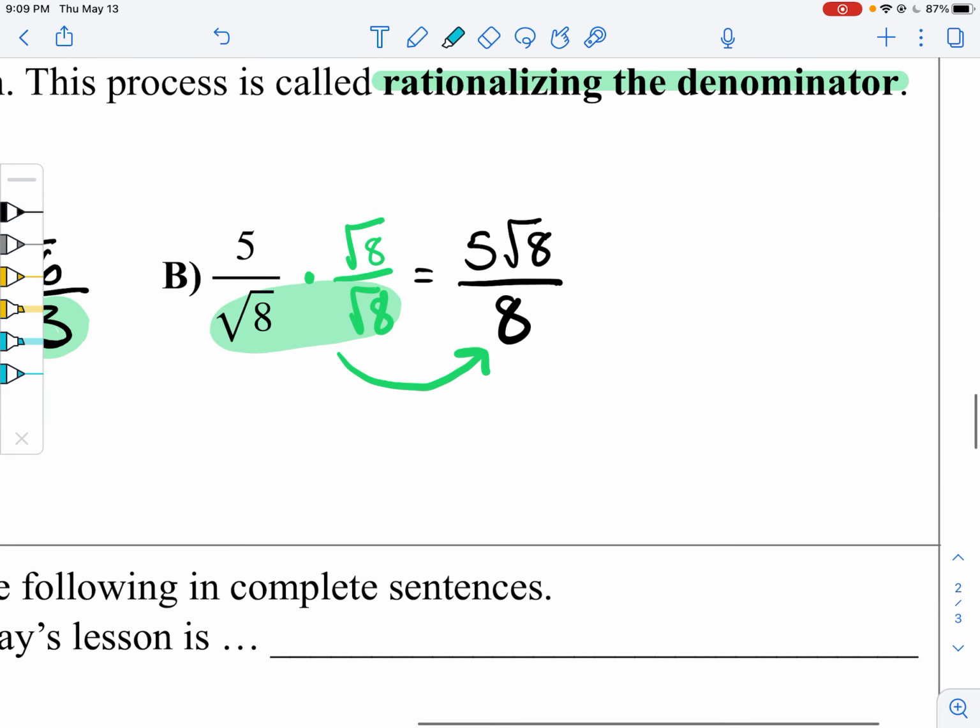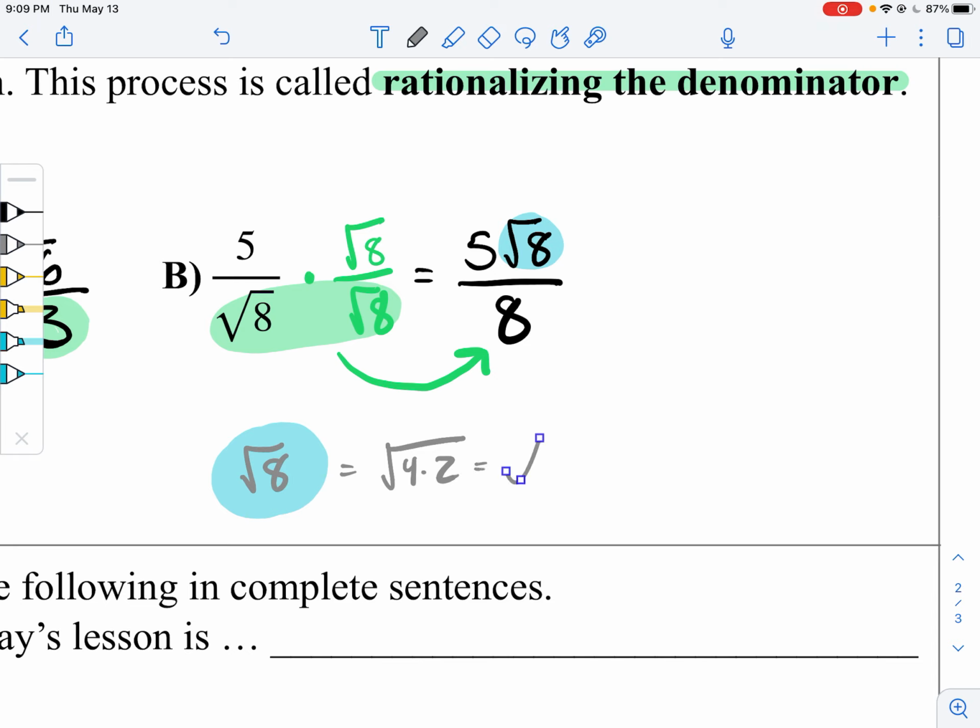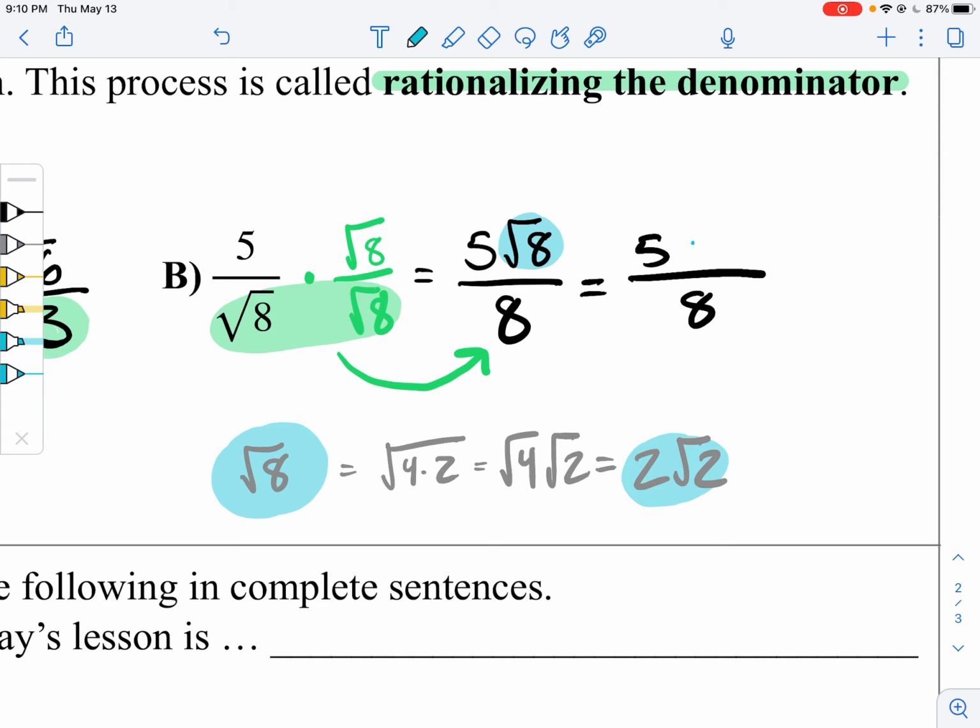So let's quick simplify the square root of 8 down here real quick. Square root of 8 is equal to the square root of 4 times 2, which is equal to the square root of, ooh, that's not a square root at all. The square root of 4 times the square root of 2, which is 2 rad 2. So I'm going to replace this. We got 5 times something over 8, and that something is 2 rad 2.